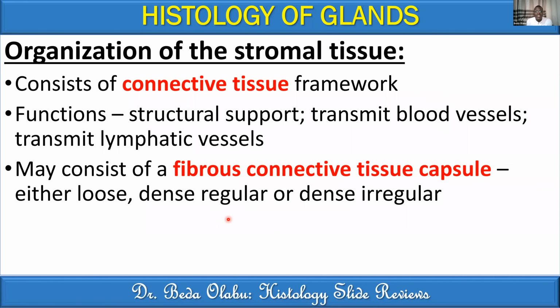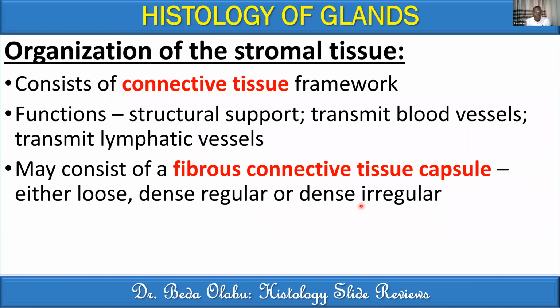For some glands, this could be dense regular connective tissue, which means that it has collagen fibers, which are closely packed and running in a uniform direction. So you're able to follow the collagen lamellae as they run in a particular direction. You're able to see that. For some glands, it could be dense, irregular connective tissue covering that particular gland.